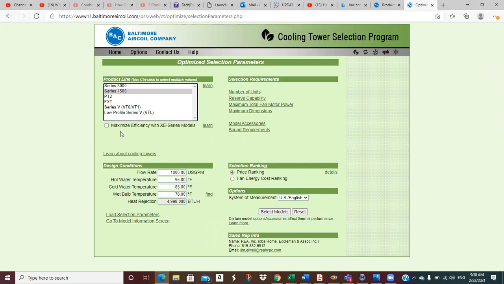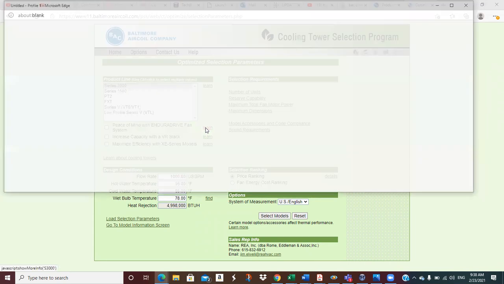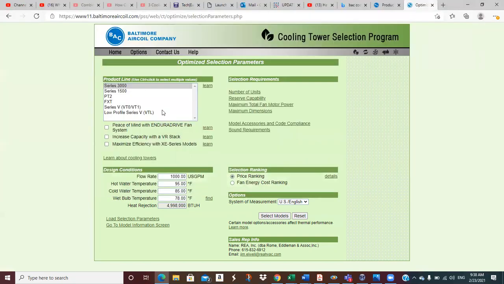And I guess you can maximize efficiency for the Series 1500 if you click this, I guess it's a Model XE. I don't know all the details on this stuff, but then these are options that you can select under the Series 3000. And if you don't know what that is, then guess what? You can click and you can learn about it. So anyway, I'll punch around here for just a few minutes and then we'll go on to something else.